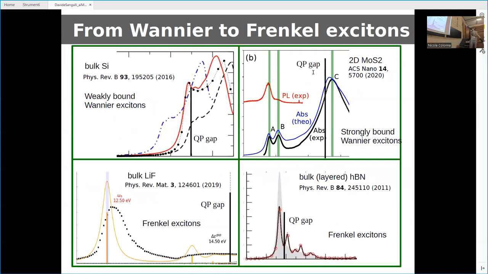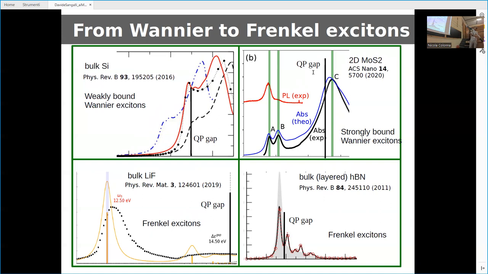So just very quickly to tell you that this worked very nicely in a number of materials. This is bulk silicon. Here is bulk lithium fluoride, which can be seen as a prototype of a material with weakly bound excitons, or Wannier excitons. Here you see the independent particle or quasi-particle absorption spectrum, the black dashed line, and then the effect of the binding energy, which gives a small shift compared to the quasi-particle gap. This peak is below the gap, and then an enhancement of the peak. And it is well described compared to the experimental data for silicon.